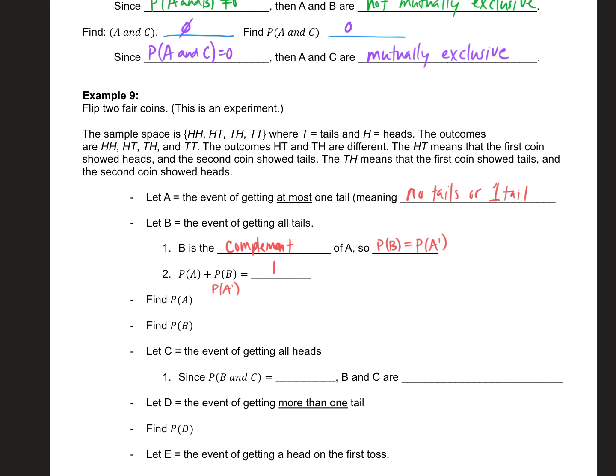So what is the probability of A? Say it. Yep, you got it. 0.75. You get heads, heads, heads, tails, or tails, heads. So 3 possible outcomes out of 4. Probability of B is 0.25.